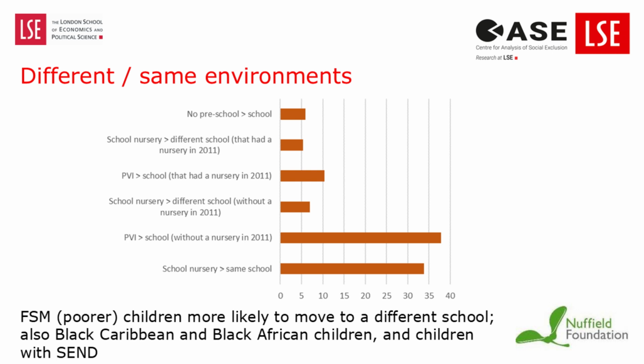Black Caribbean children are another group who tend to have less favourable transitions here, and also children with special educational needs and disabilities. And these are two groups who, throughout schooling, tend proportionately to be disadvantaged. So it's interesting that even at the transition, they are also disadvantaged.